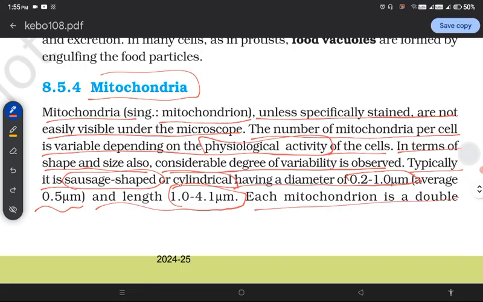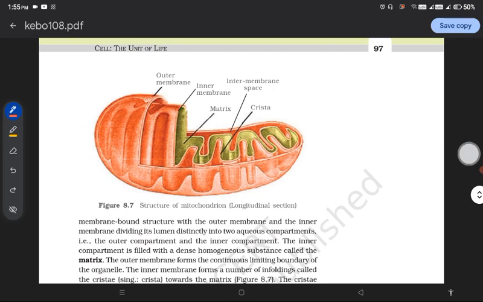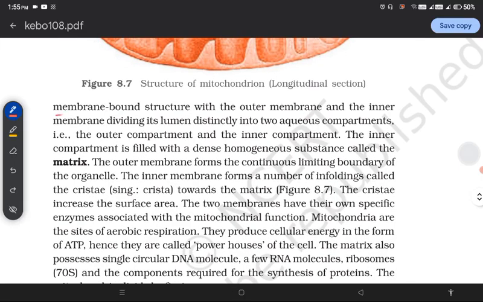Each mitochondrion is a double membrane bounded structure with outer membrane and inner membrane, dividing it into two aqueous compartments, outer compartment and inner compartment. The inner compartment is filled with a dense homogeneous substance called the matrix. माइटोकॉन्ड्रिया का इनर कंपार्टमेंट जो होता है फिल्ड होता है विथ डेंस होमोजेनियस सब्सटेंस कॉल्ड मैट्रिक्स.